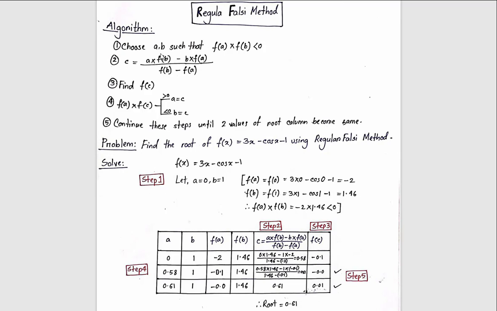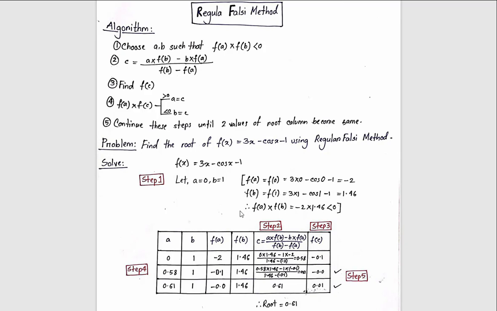So according to our step 1, first we have to choose a value of a and b. Let us choose the value of a as 0 and b as 1. Now let us check this condition. We determined the value of f(a), which is −2, by putting the value of a as 0 in the given function 3x − cos x − 1. Then we also put the value of b equal to 1 in the given function. So we got −2 and 1.46.